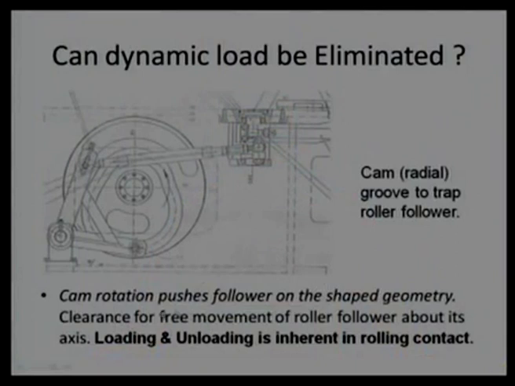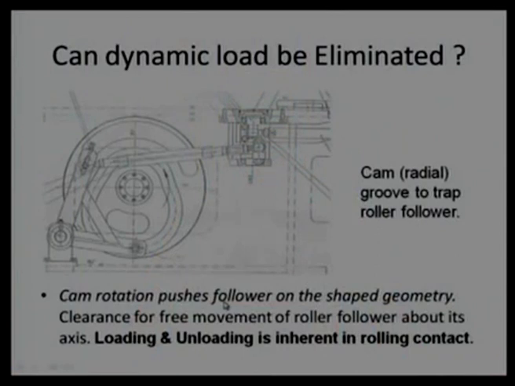But when we see this kind of mechanism, we understand there is a clearance and we are allowing the roller to rotate about its own axis, and it is also rotating about the cam axis, the instantaneous cam axis. Then this point comes: the loading and unloading is inherent in rolling contact. Even though we can bring the pressure angle to 0, because of this loading and unloading which happens at the rolling contact, that is going to introduce some sort of dynamic load. So, making the pressure angle 0 is not going to fulfill the function, it is not going to give us the desirable results.